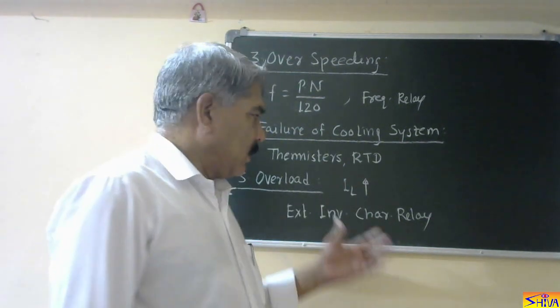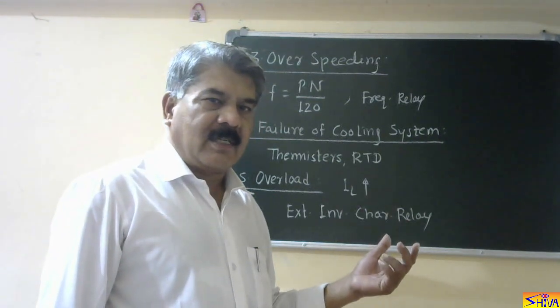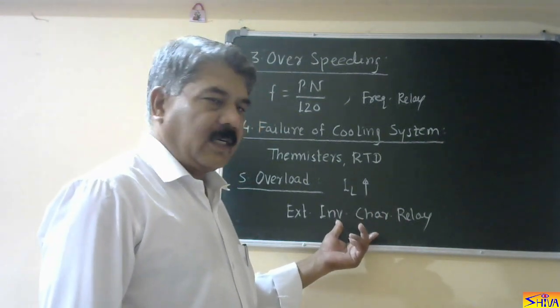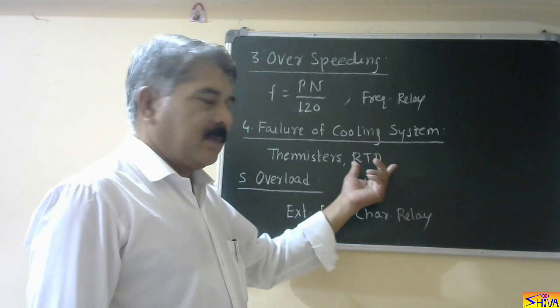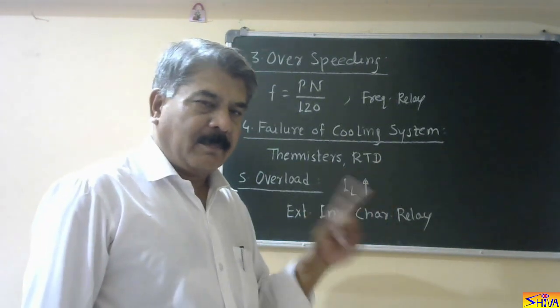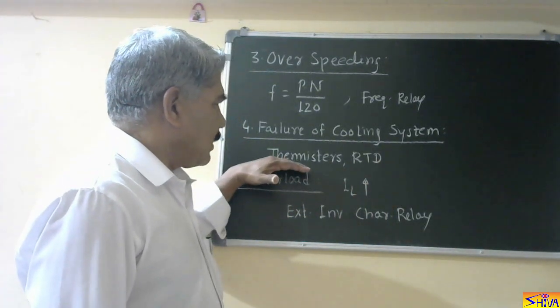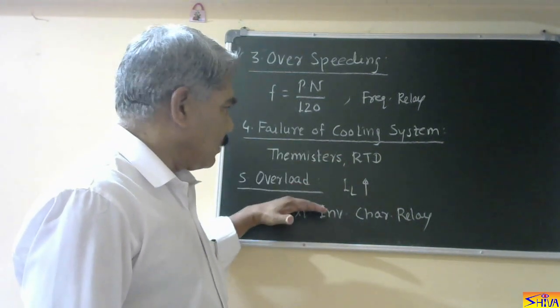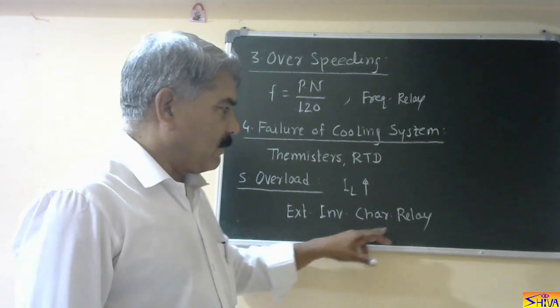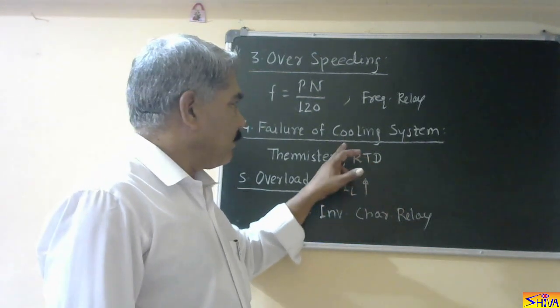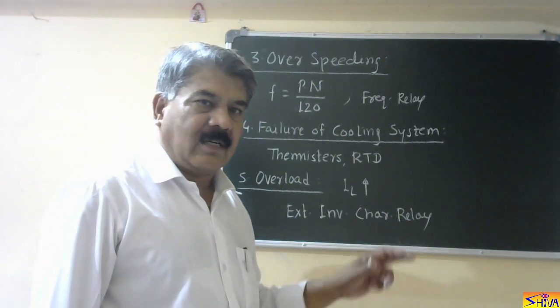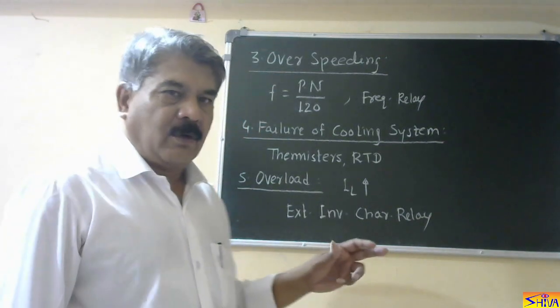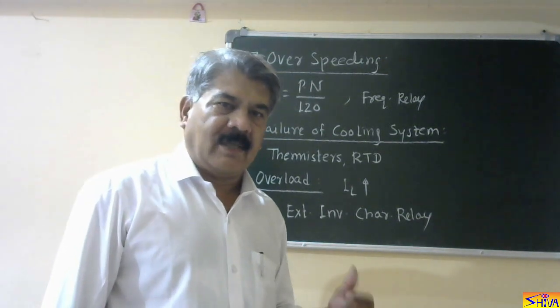Also, due to this overload, the winding temperature will increase. So this overload condition can also be detected by thermistors or RTDs. But remember, this thermistor or RTD can detect the failure of the cooling system as well as overload. But this extremely inverse characteristic relay cannot detect the cooling system failure. It can detect only the overload condition because it is a current operated device.